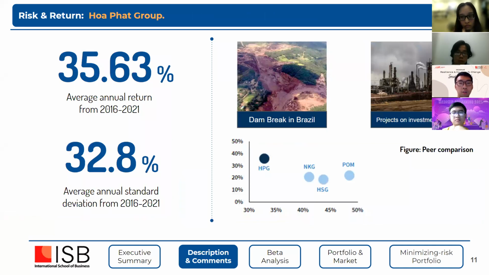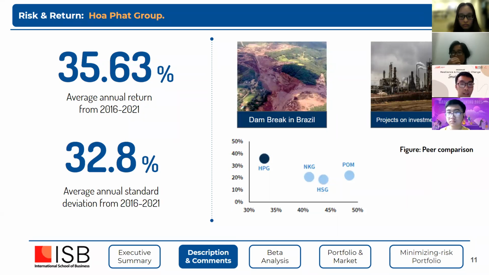In 2016 to 2020, HPG had large expenditure on projects that were in the investment phase, along with some unstable events in the world. So within the steel segment, its yearly average annual return and standard deviation have outweighed other competitors.